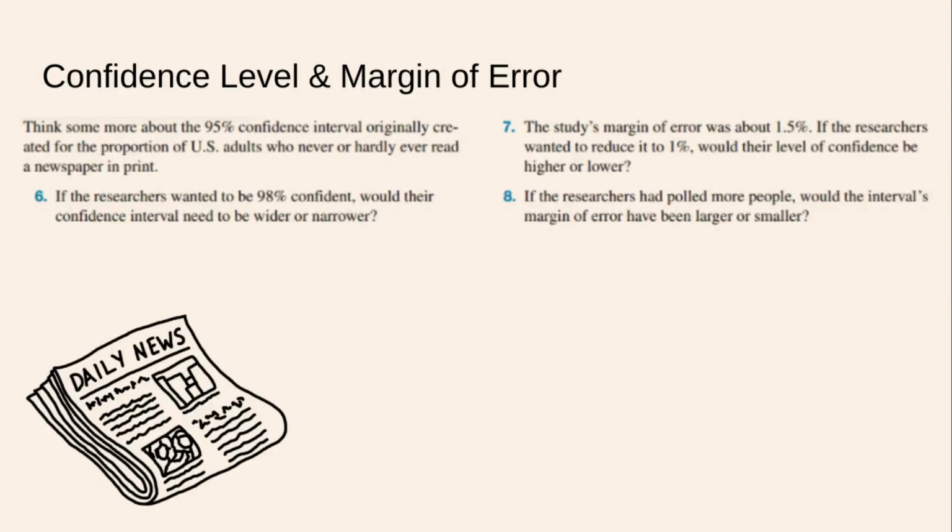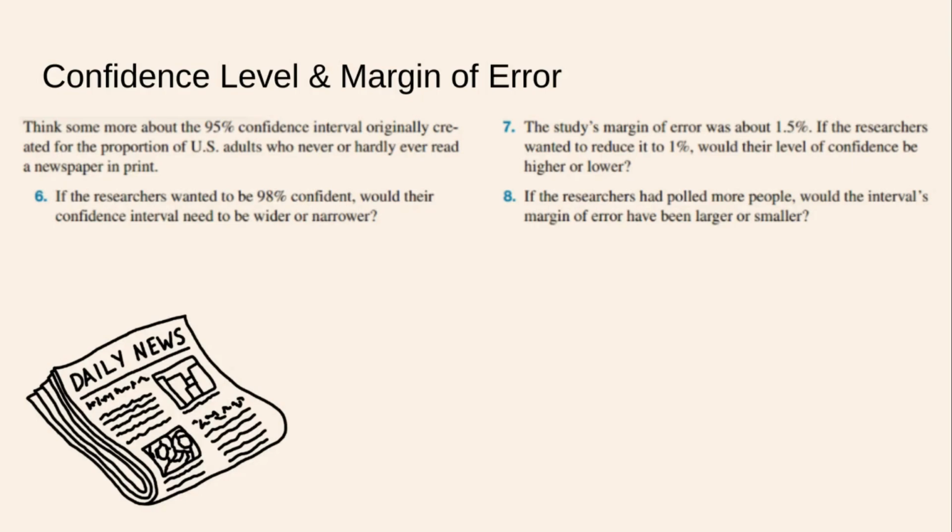Now we're going to look at confidence level and margin of error in a couple of examples. Think some more about the 95% confidence interval originally created for the proportion of US adults who never or hardly ever read the newspaper in print. Consider these three statements here, three questions, and figure out what you would say in response. Pause the video, try each of them, and unpause the video when you want to go over the answers. Okay, I'll assume we're ready to continue.